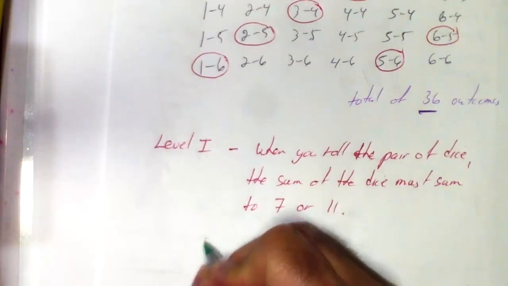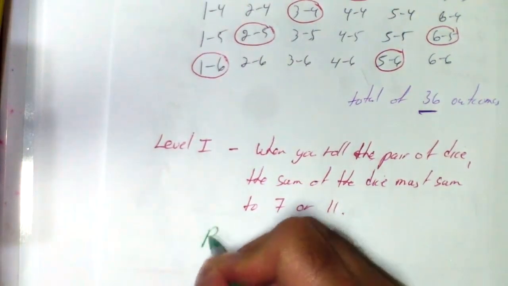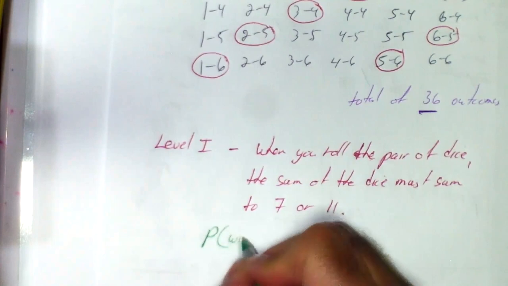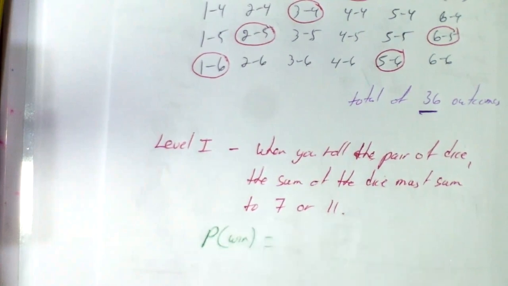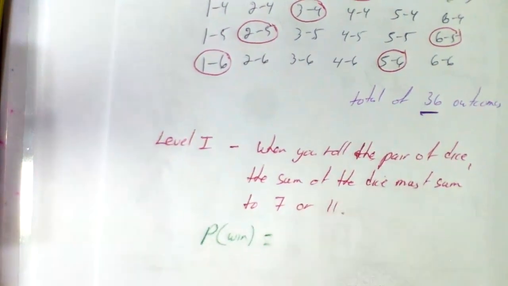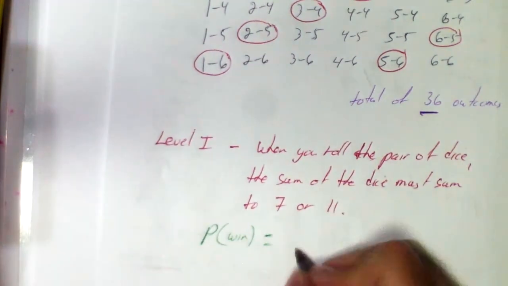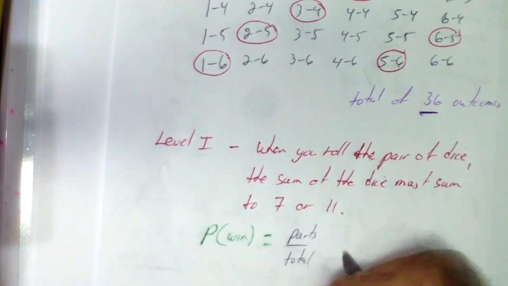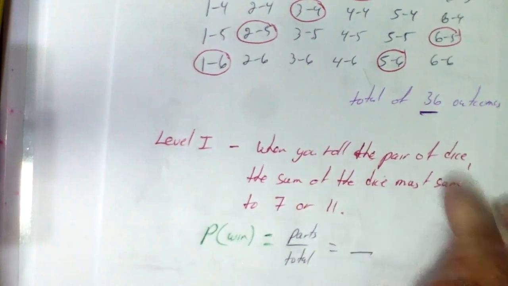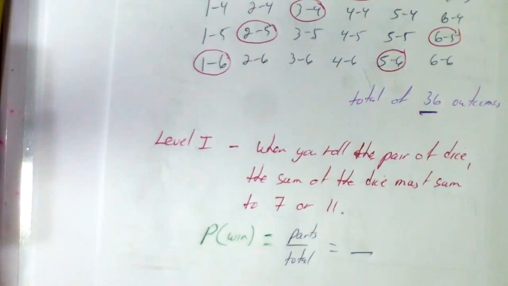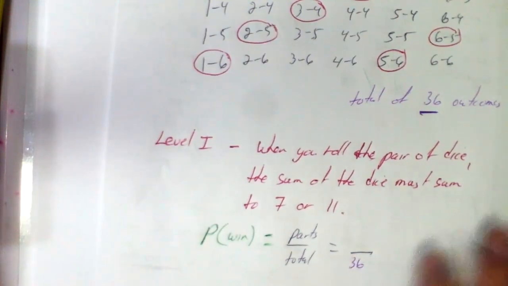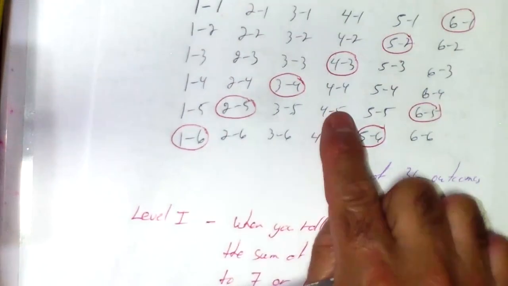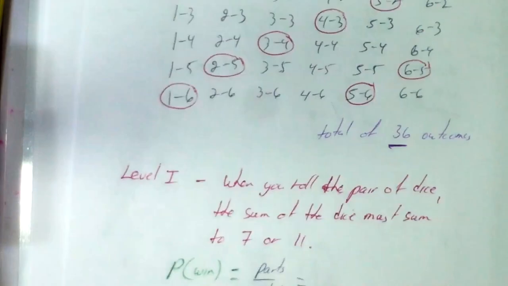So we write P, parentheses, win. And recall the formula: it's parts over total. So my total was 36. And let's count how many I circled that added up to 7 or 11. One, there's 6, 7, 8. So there are a total of 8 that were winners.